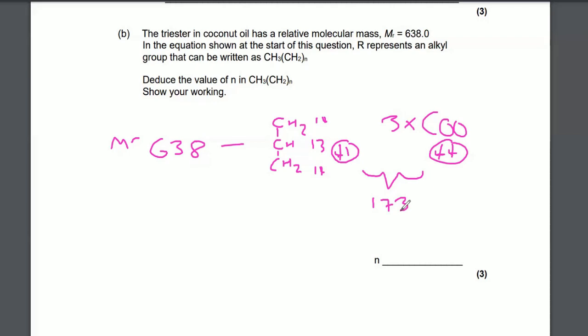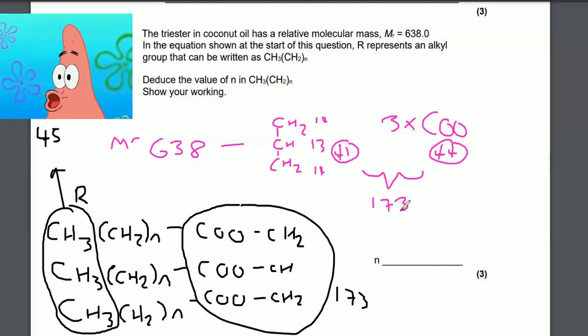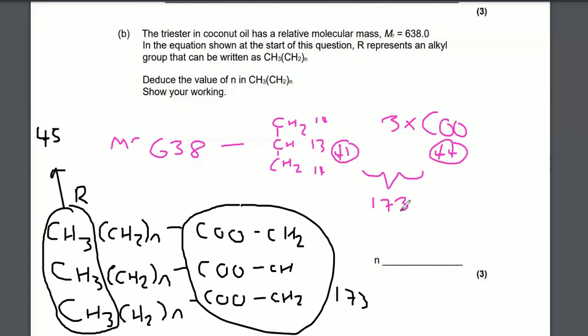Now, I'm not done yet. Look at what it's asked us to deduce the value of. It's asked us to deduce the value of n. So we just want the CH2 in the brackets. We don't want those CH3s on the side, and each of the R groups starts with a CH3. So what I need to do now is add up CH3, which is 12 plus 3, is 15. And I need to subtract 3 times 15 as well from the 638, because I need to remove 3 CH3s to just leave me with 3 (CH2)n.